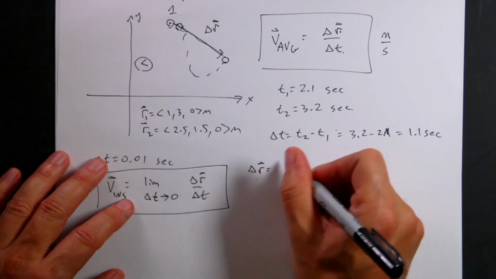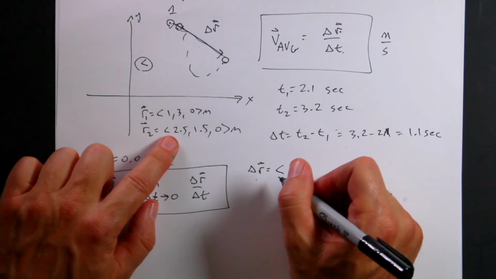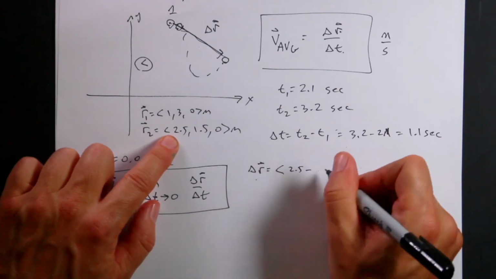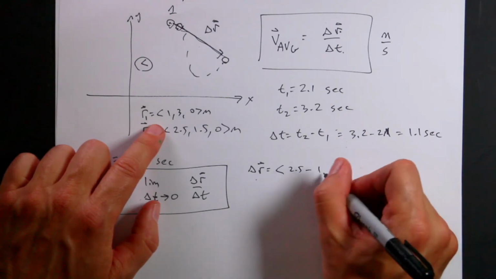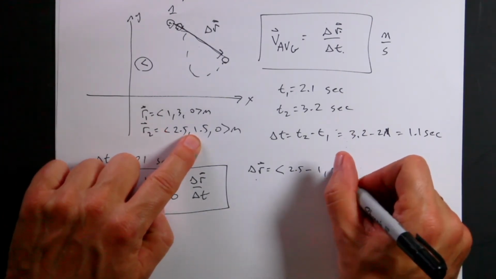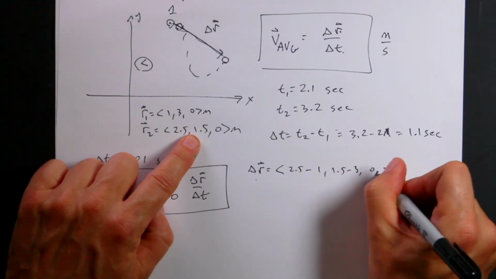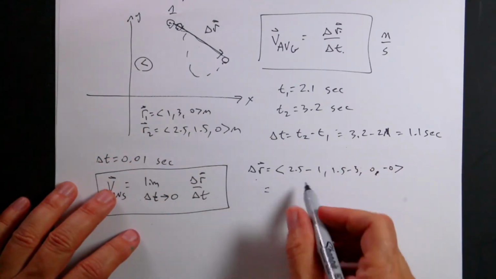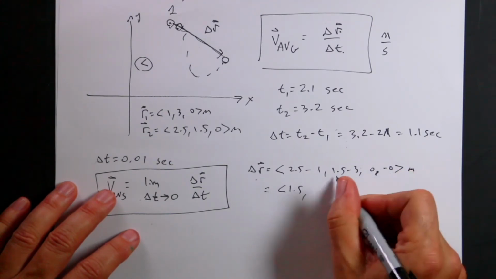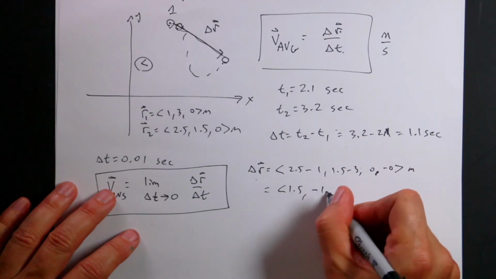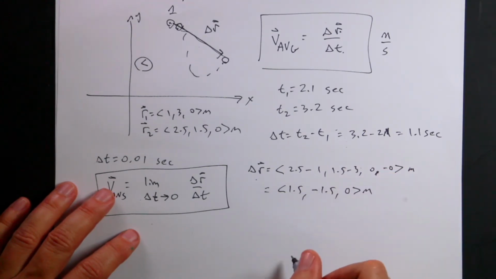Delta r is going to be equal to r2 minus r1. So it's going to be 2.5 minus 1, right? Because when we subtract vectors, we subtract their components. Then I'm going to have 1.5 minus 3, and then I'm going to have 0 minus 0. So this is going to be equal to 2.5 minus 1 is 1.5 meters. 1.5 minus 3 is negative 1.5. And then 0 minus 0 is 0 meters. So that's my delta r.